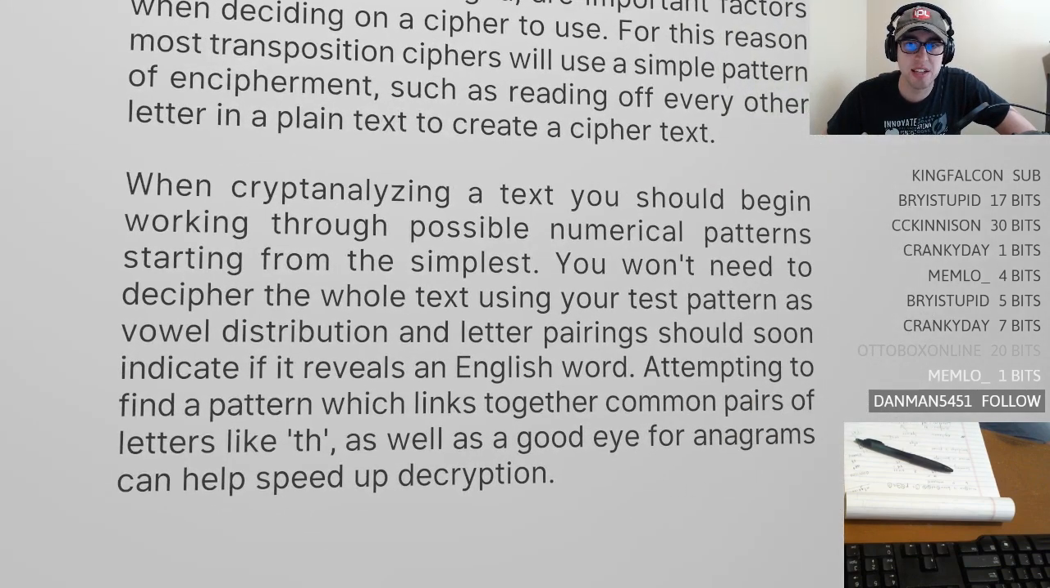When cryptanalyzing a text, you should begin working through possible numerical patterns, starting from the simplest. You won't need to decipher the whole text using your test pattern, as valid distributed letter pairing should soon indicate if it reveals an English word. Attempting to find a pattern which links together common pairs of letters like TH, as well as a good eye for anagrams, can help speed up decryption.